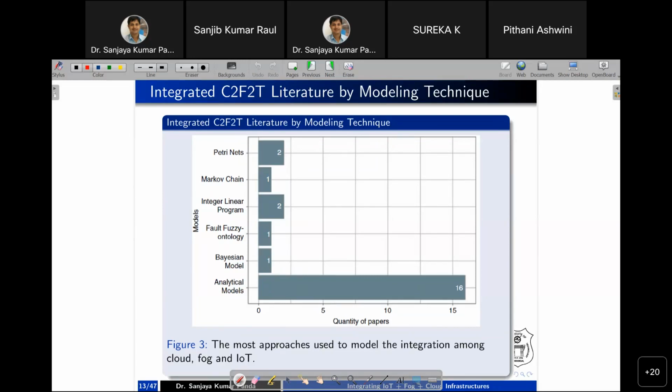Okay, and most of the articles, they are following the analytical models. So this is the segregation of these 23 articles into different areas where integration is modeled in the form of different models. So I'll tell you about these things in detail so that you can understand actually how the cloud to fog to IoT integration is done.